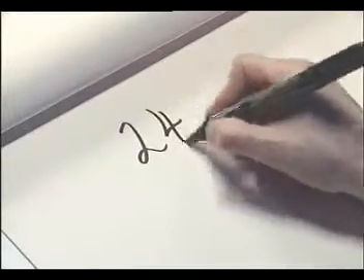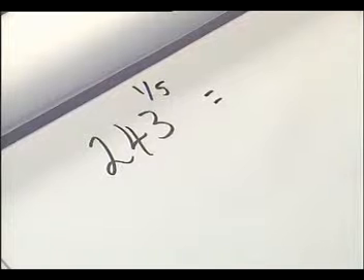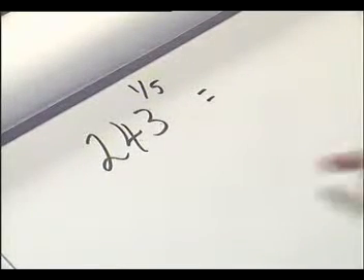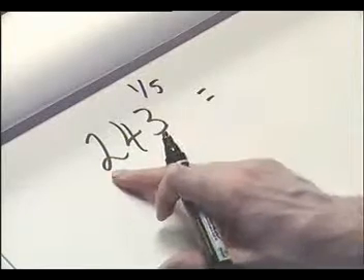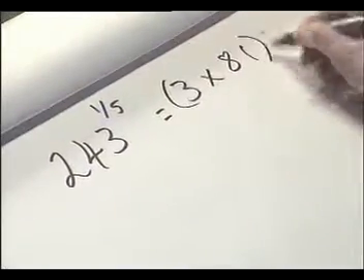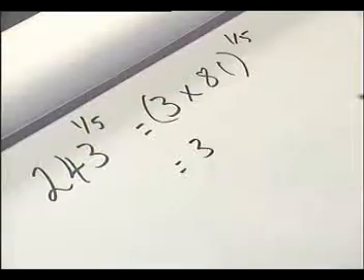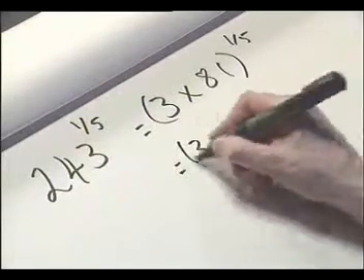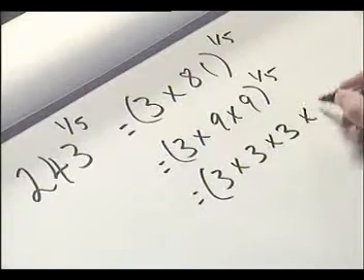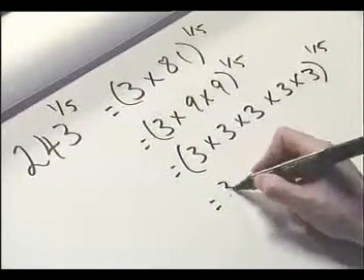What about 243 to the fifth? What number, when multiplied by itself 5 times, will give us 243? Well, as we look at this, we can see it divides by 3, and 3 into that gives us 81. So we know this is 3 times 81. 81, we know, is 9 times 9. And each of those 9s is 3 times 3. Which means the number that we want is just 3.